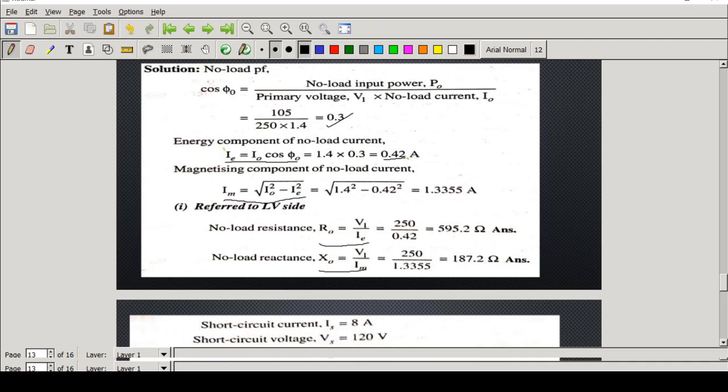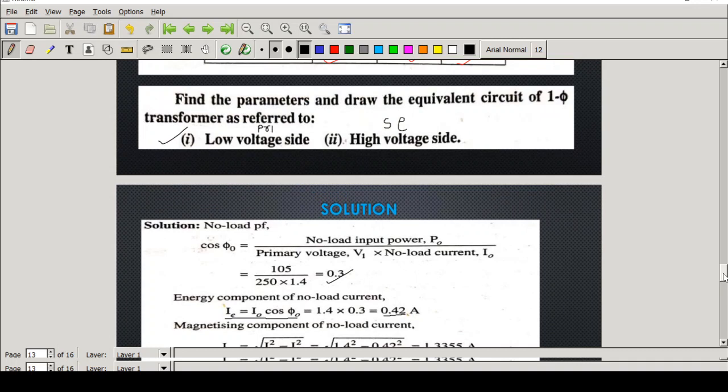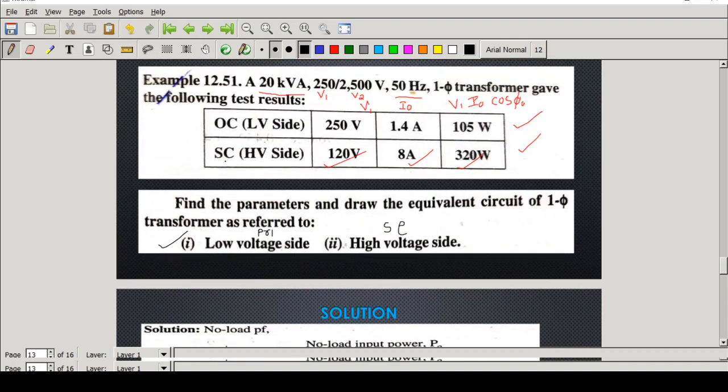But now we will move on to the short circuit part. Here, the short circuit test is done on the high voltage side. Which is the high voltage side here? 2500 volts. The secondary is the high voltage side. That is very important. So whichever values we are getting here belong to the secondary. Now the question is, the first part is to refer it to the low voltage side. The high voltage side is secondary, so whatever values you are getting are in the secondary. Now you have to transfer them to the primary.